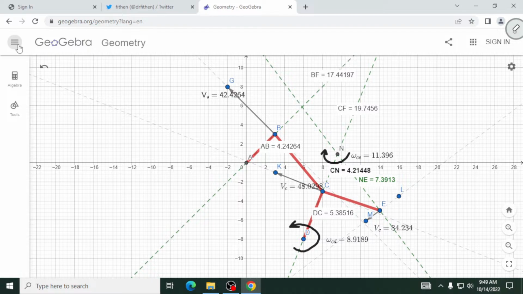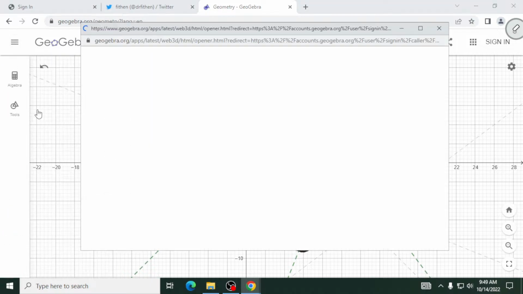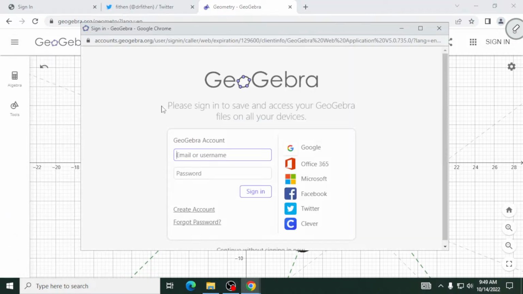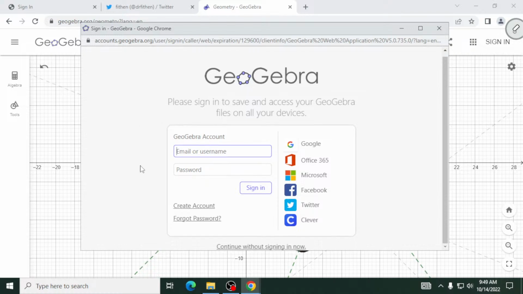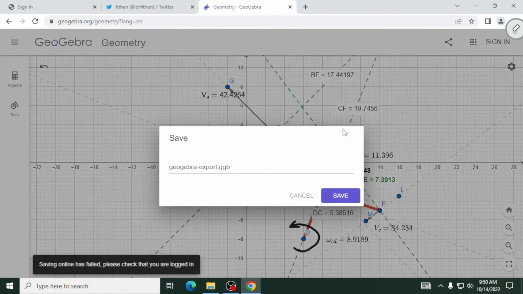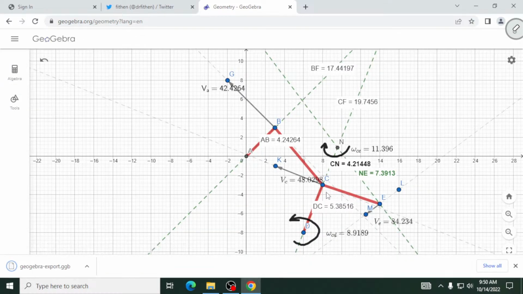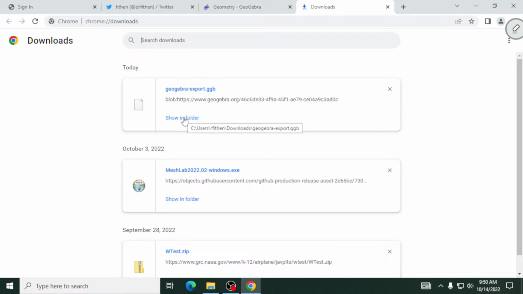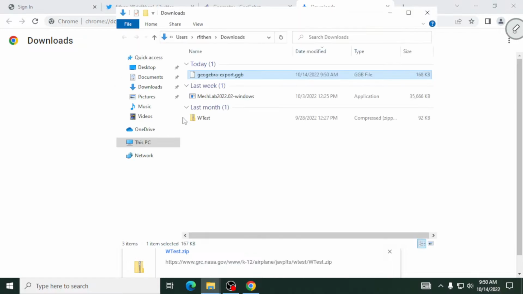So can I save this? Save. Take a screenshot of it. Oh, that's a good idea. Oh, what is that? Save. Oh, it saved it somewhere. It saved it, but you have an account.